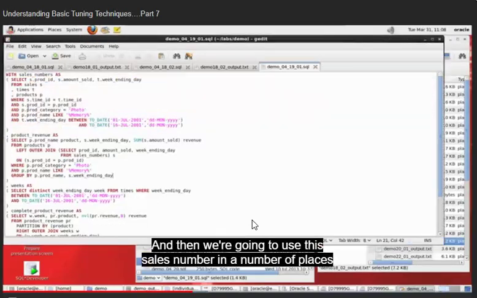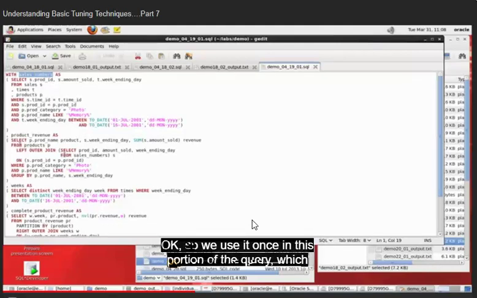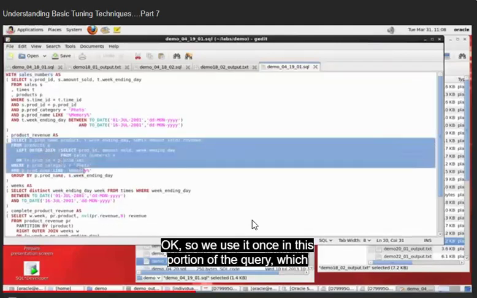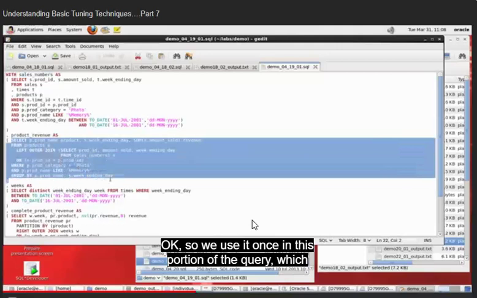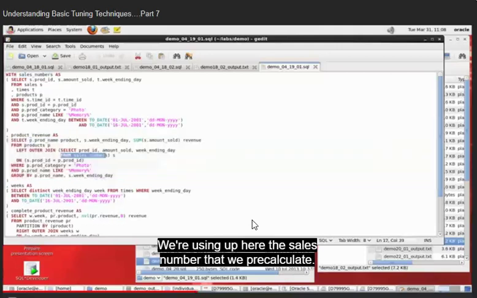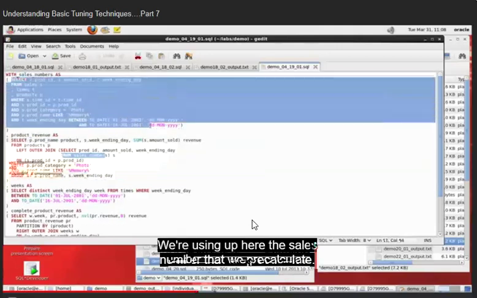Okay, so we use it once in this portion of the query, which is expressed as an inline view. We're using up here the sales number that we pre-calculate. It executes this as a separate SQL block and stores the results as an intermediate and then uses it where it needs it. Calculate it once, use it in a number of places.